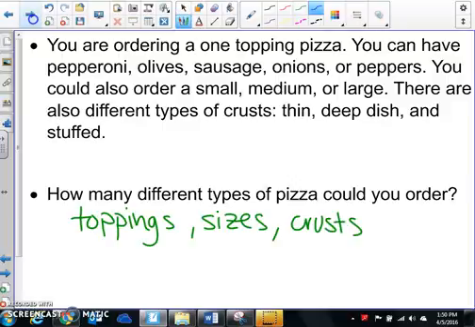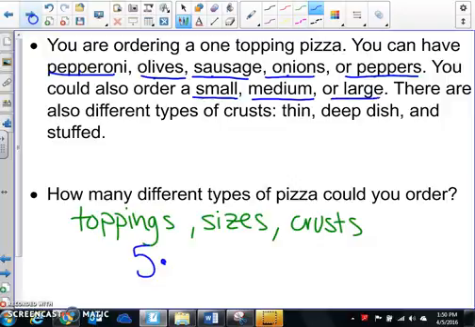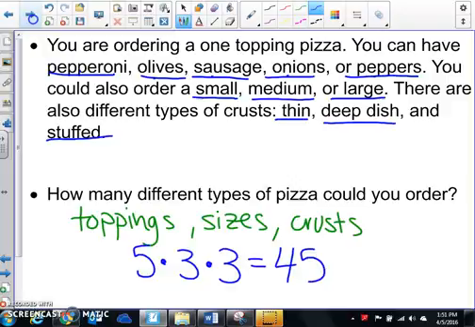Now I just count them out. So for the toppings, I have pepperoni, olives, sausage, onions, or peppers. So 1, 2, 3, 4, 5. Times sizes, I have small, medium, or large. So 1, 2, 3. Times crusts, I have thin, deep dish, and stuffed. So 1, 2, 3. Multiply that all together. 5 times 3 times 3 is 45 different types of pizza.